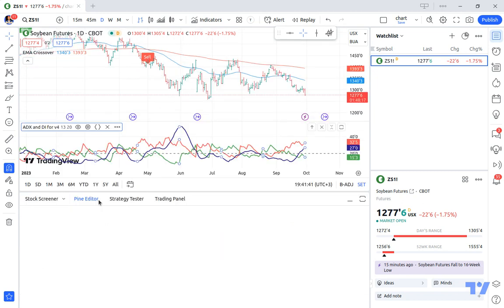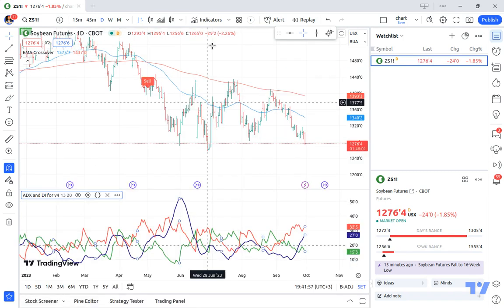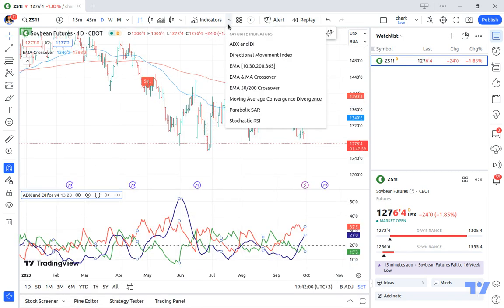Oh yeah, by the way, this is Pine script right here. If you click these brackets here, that's the Pine script. So you can actually edit the code. I think you can edit it anyway, but I wouldn't advise you to edit the code.